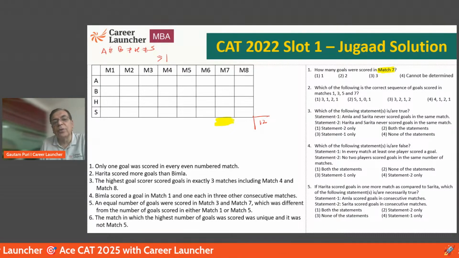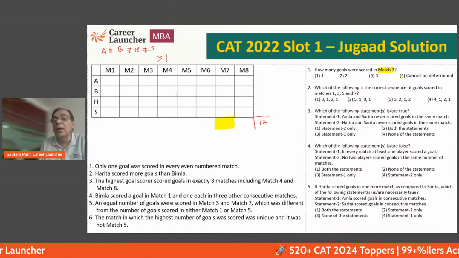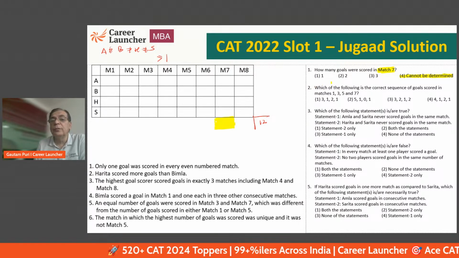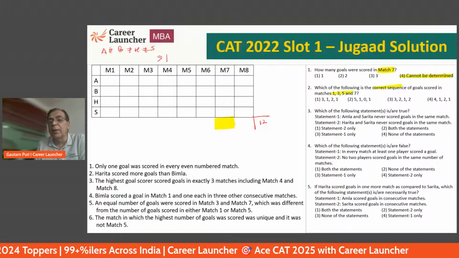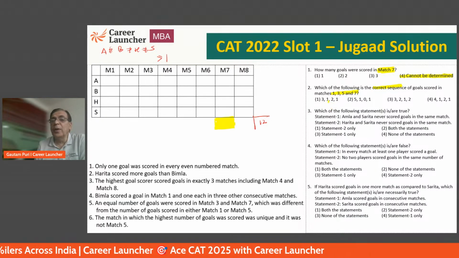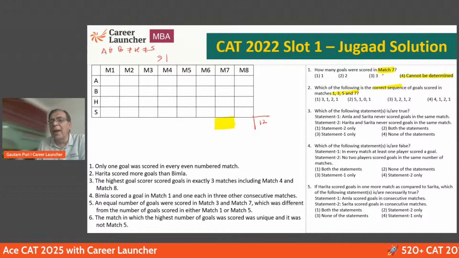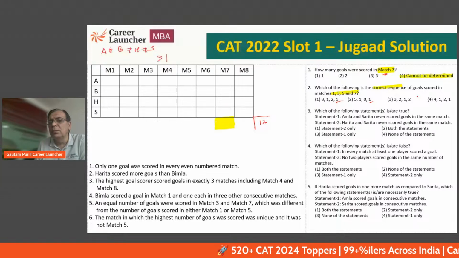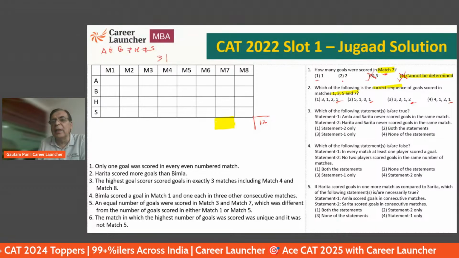Now, please look at the choices. There's a choice called cannot be determined. That means there might be cases. Question number 2: which of the following is the correct sequence of goals scored in match 1, 3, 5, 7? Question number 1 tells me match 7. So match 7 can be 1 or 2. The choices with 1, 1 are wrong. The answer for question number 1 will be either 1 or 2.